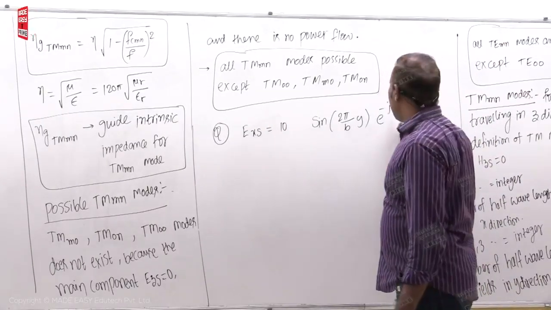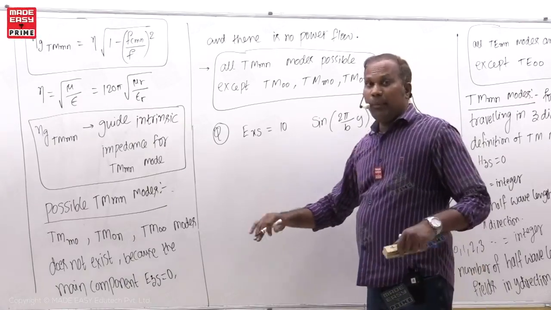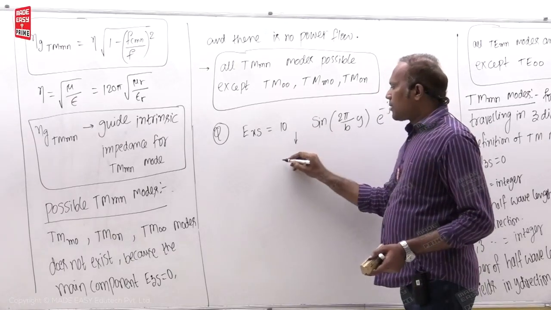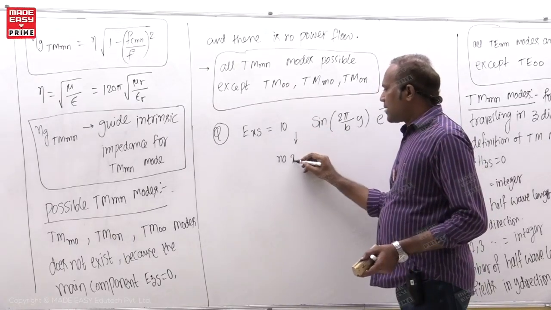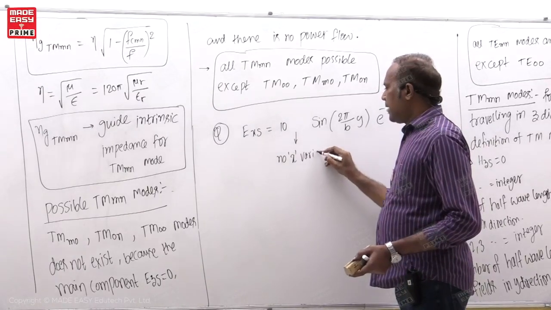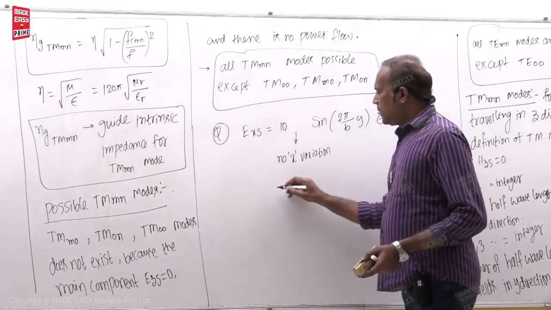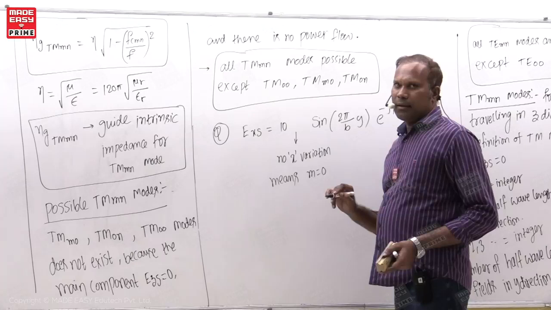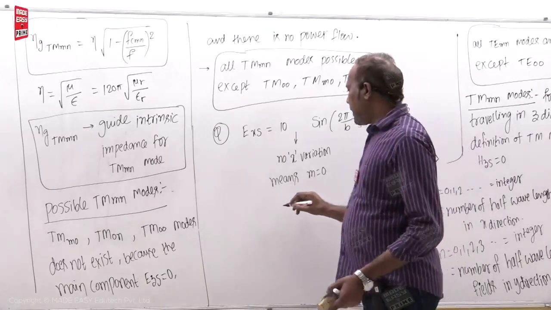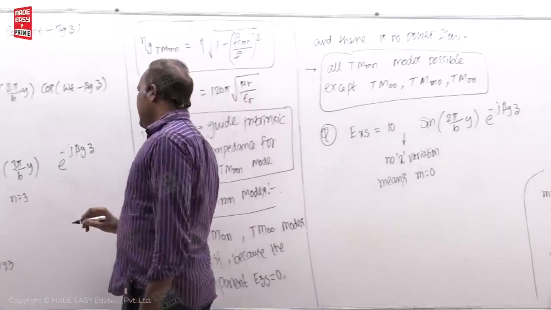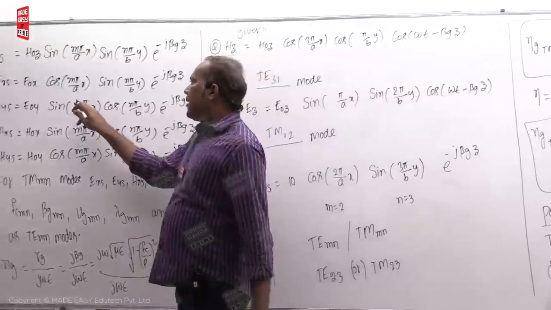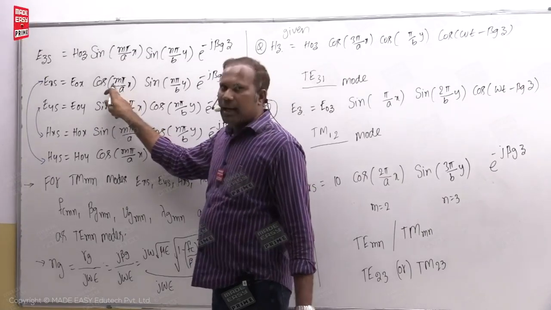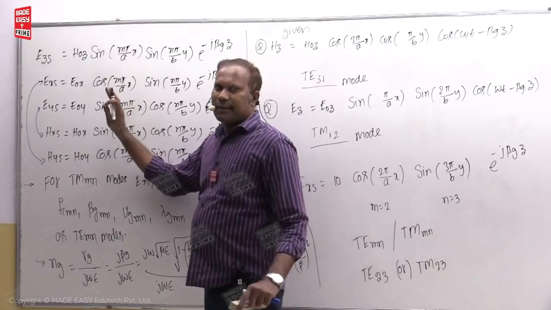Electric field x component is given for a wave traveling in the z direction. So it may be TE mode or otherwise it may be TM mode also. Here there is no x variation. M0 taken. You can see here, M0 taken, then cos 0 becomes 1. That means no x variation.